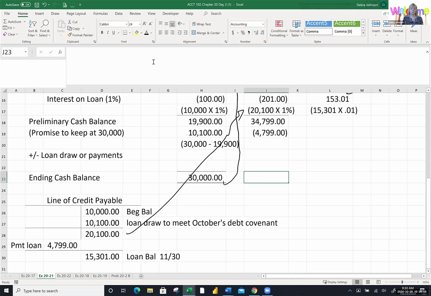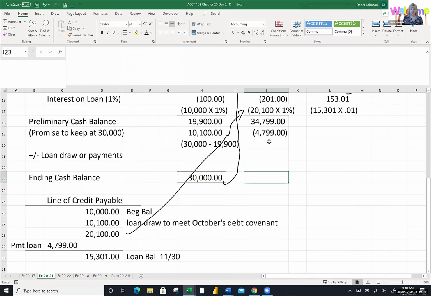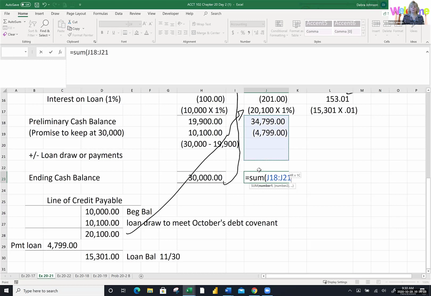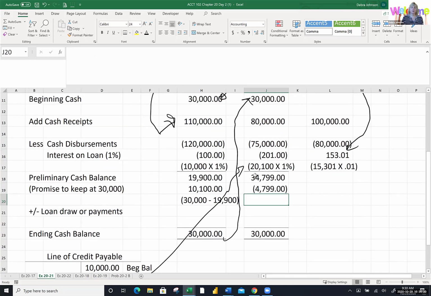All right, let's run it. It's no surprise because we used our excess cash to pay down our loan. It's no surprise when I foot this that I'm going to have 30,000. And so I will carry that up again. So here we go with another footing.